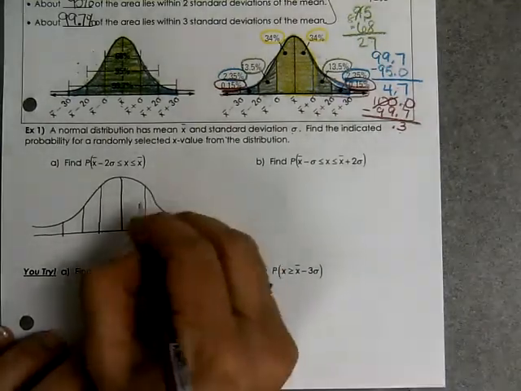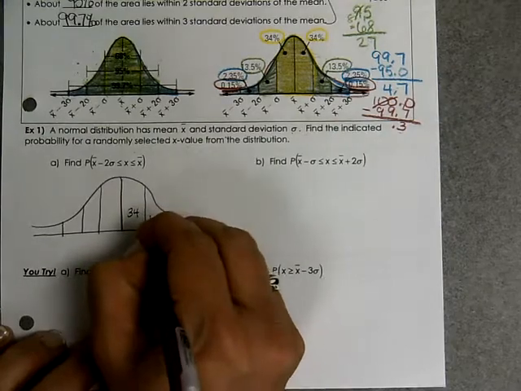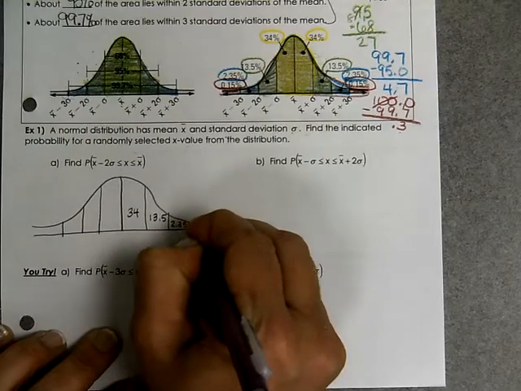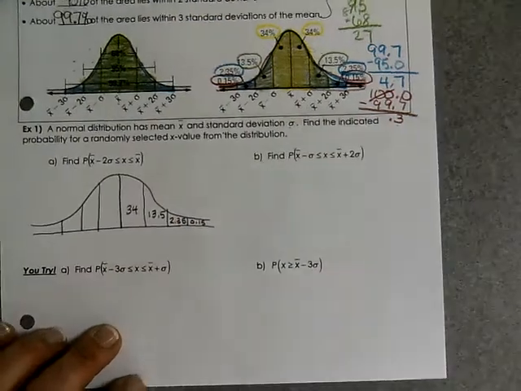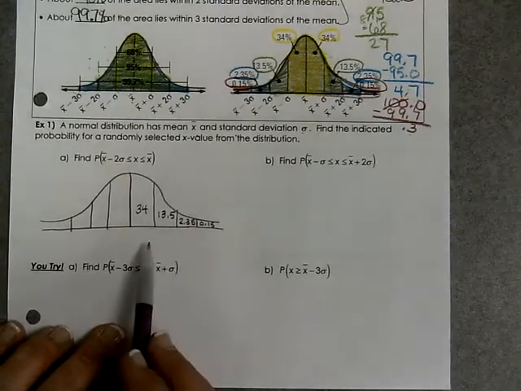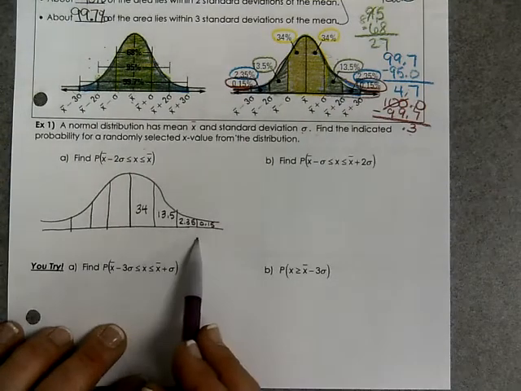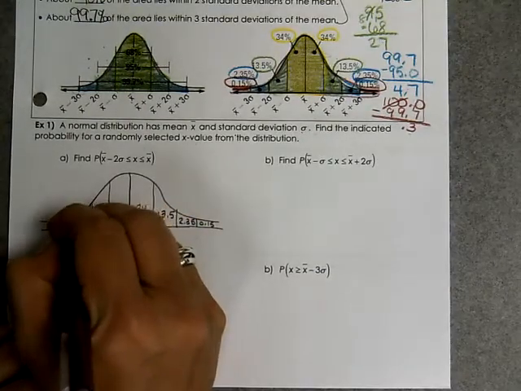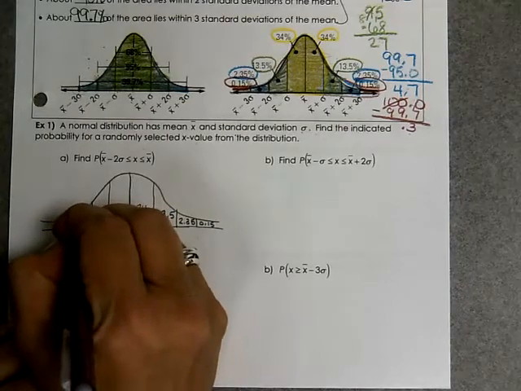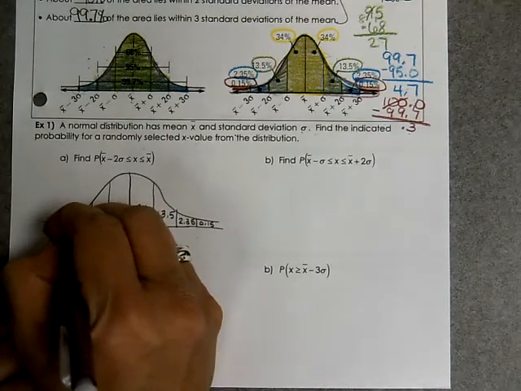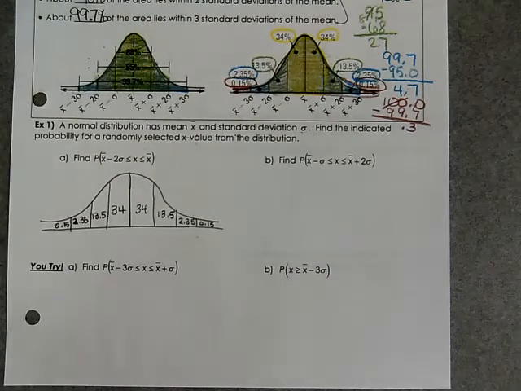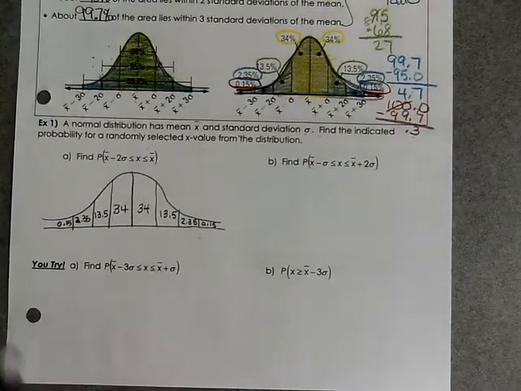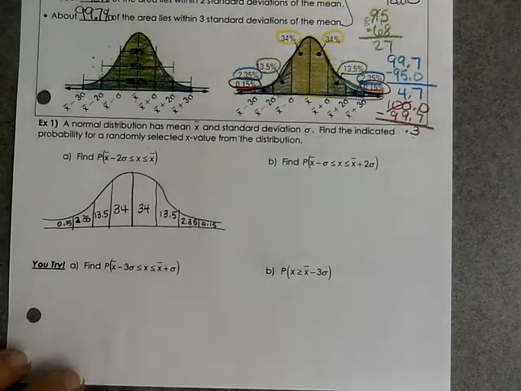Now we're going to put the percentages in. So we're going to put in 34, 13.5, 2.35, and 0.15. And if those are the values on the right, that means that we'll just mirror those for the values on the left. So I encourage you guys to write these numbers down every time and on both sides so that they get in your head. Okay?